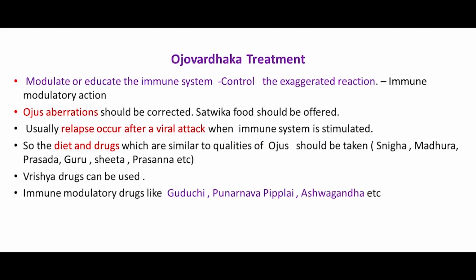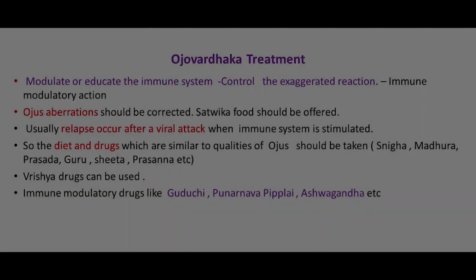So diet and drugs which are similar to the qualities of Ojas should be taken, especially Snigdha, Madhura, Prasada, Guru, Shita and Prasanna. These are the qualities of Ojas, and drugs having these properties should be given. Then Vrishya drugs should be administered because they increase the Ojas. Again, immunomodulatory drugs like Guduchi, Punarnava, Pippali, Ashwagandha are the drugs of choice. What I prefer is that you make a Kshirapaka of all the immunomodulatory drugs, and twice daily give the Kshirapaka prepared from these drugs as a fixed treatment for nephrotic syndrome. Next.